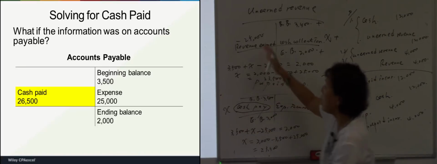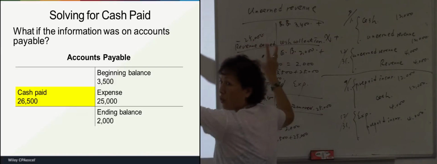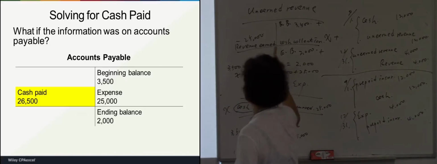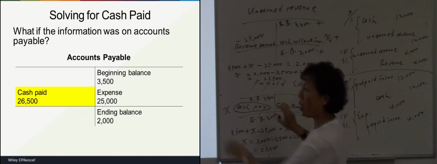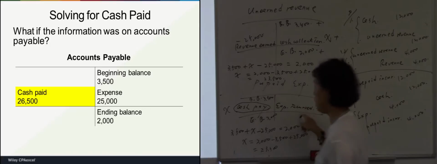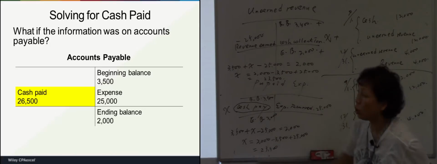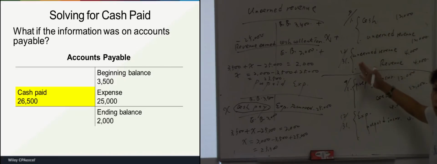So you can find that for these two accounts, accounts receivable and revenue earned, revenue earned is on the same side and cash collection is on the same side. For prepaid and accounts payable, the cash paid is on the same side and expense incurred is on the same side. And we generate this T account format based on the journal entries we recorded.